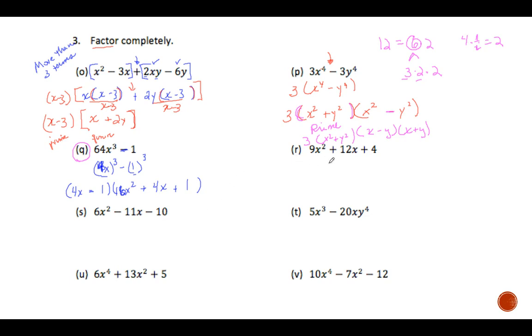This next one is a perfect square trinomial. This is one of these things that if you do a million of these problems, you see that right away, right? 9 is a perfect square, 4 is a perfect square, 3x times 2 is 6x, doubled is 12x, done.